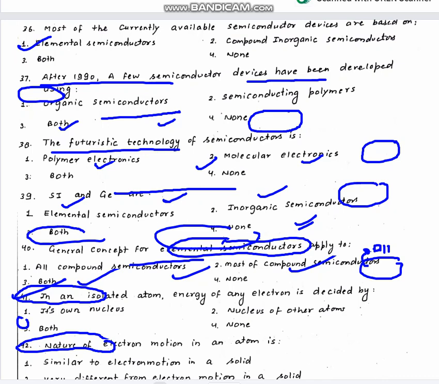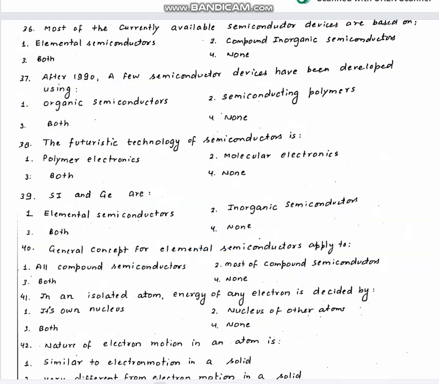Next is most of the currently available semiconductor devices are based on elemental or compound semiconductors. Most of the devices are based on elemental and compound inorganic semiconductors. So both will be correct. So third will be correct over here. Next is after 1990, a few semiconductor devices have been developed using organic semiconductors or semiconducting polymers. These are based on organic semiconductors and semiconducting polymers. So both are correct over here.